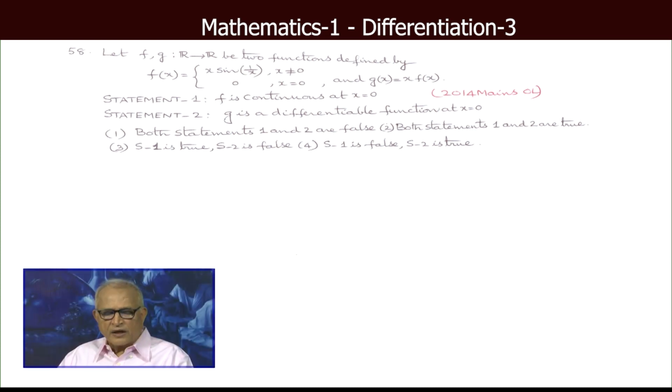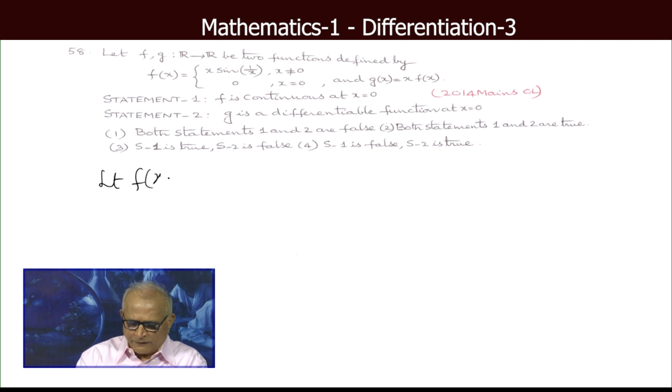f and g are functions defined on the entire real line. f, g both map R to R. f is defined by x sin 1 by x when x is not equal to 0, and f(x) is 0 when x equal to 0, and g(x) equals x times f(x). f is continuous at x equal to 0, correct, because limit of f(x) as x tends to 0 is equal to limit of x sin 1 by x as x tends to 0, equal to 0.